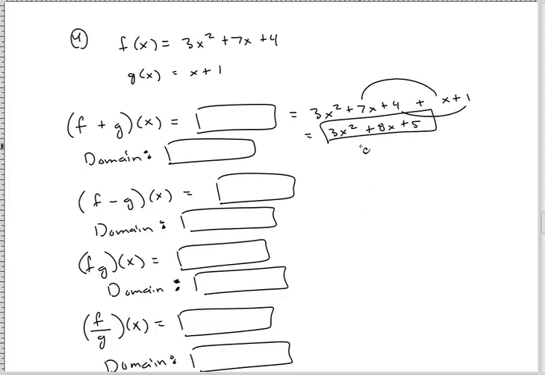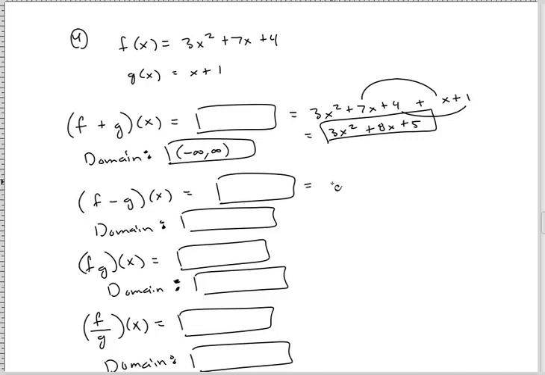As far as domain, and this is almost going to be default answers here, do I have any division? No. Do I have any square roots? No, I have a square but not a square root. And so your default answer for most of these is going to be negative infinity to positive infinity. That's basically a default answer saying, hey, there's no problems, there's no division, there's no square roots. We should be good to go.